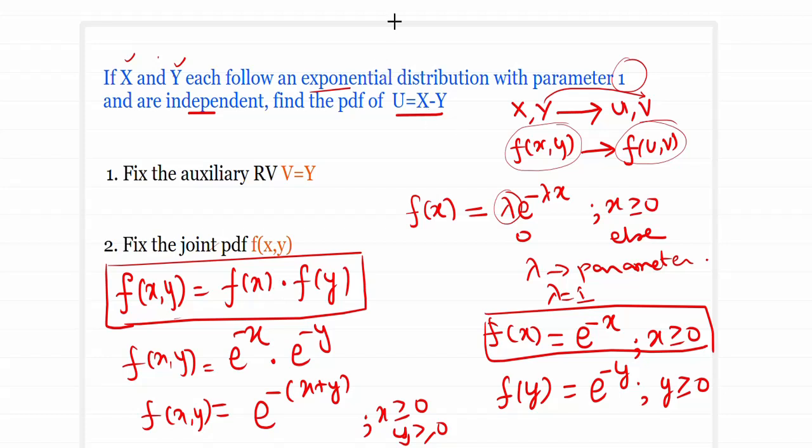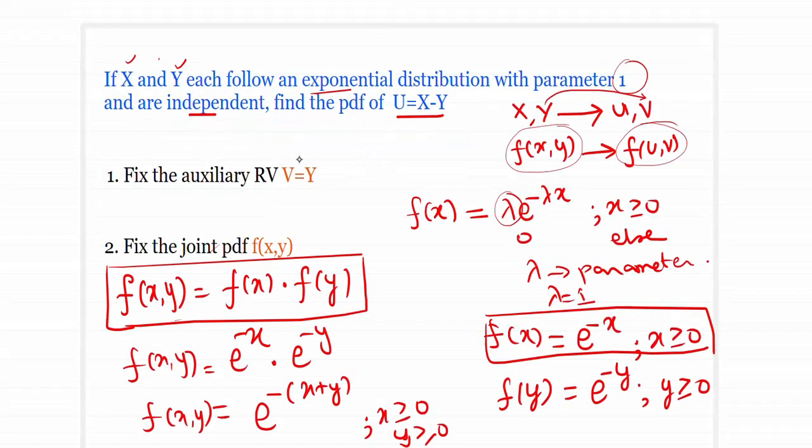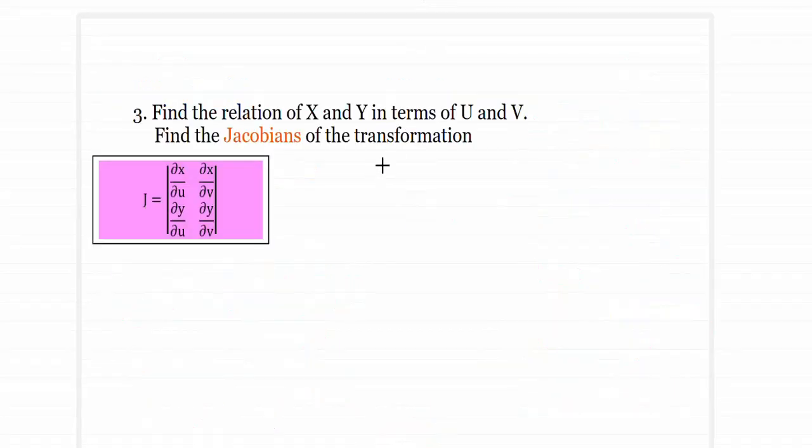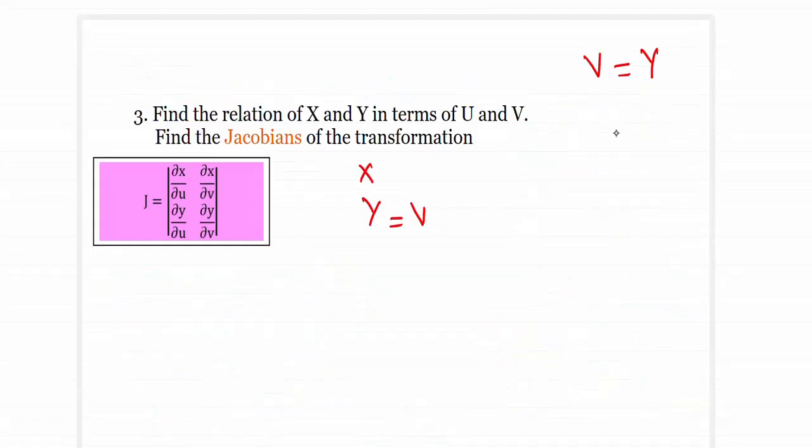Which has to be transformed. We move on to step 3, finding the relationship of the variables x and y in terms of u and v. What do we know from the first step? The first step fixes v as y. So we know that v equal to y. So I want x and y in terms of u and v. So now y is fixed as v. Now how about my x? What do you know about the relationship? u is equal to x minus y.